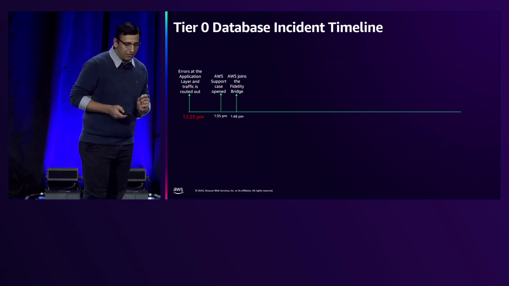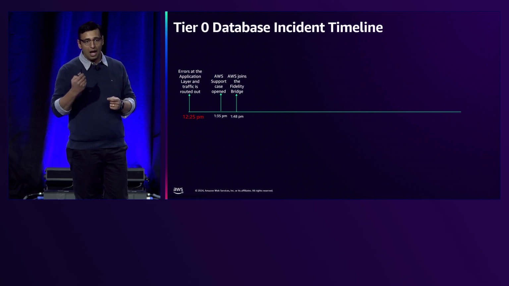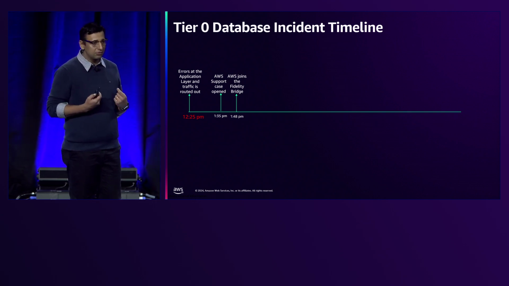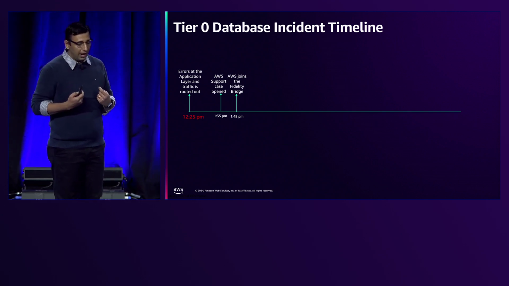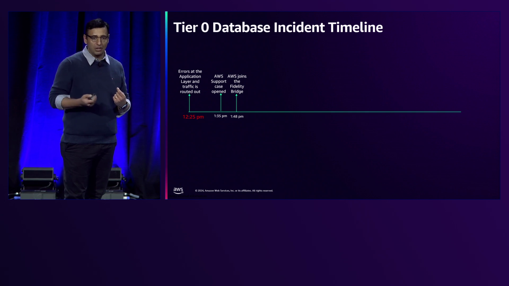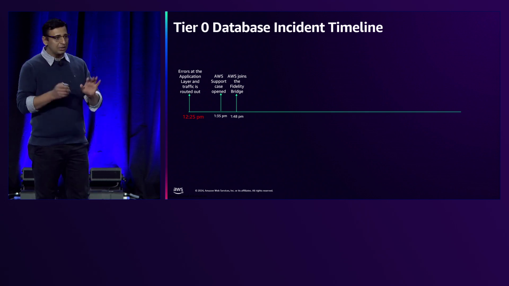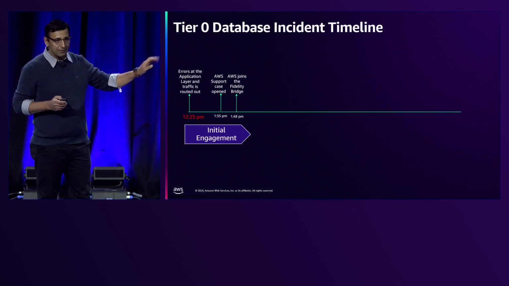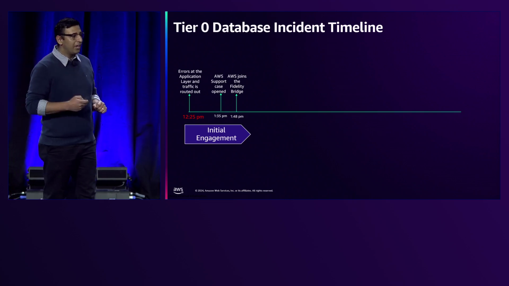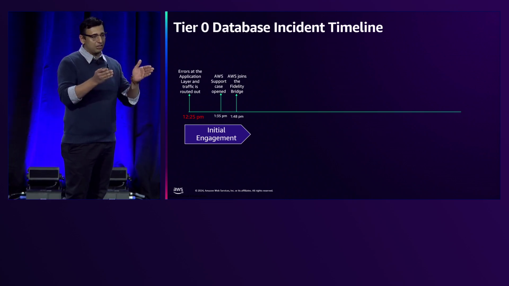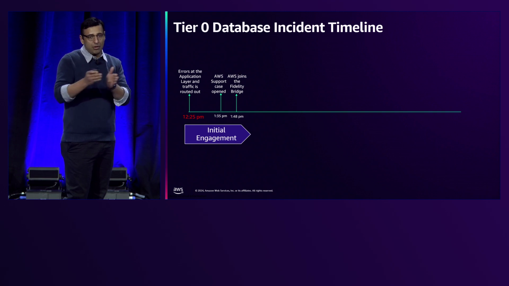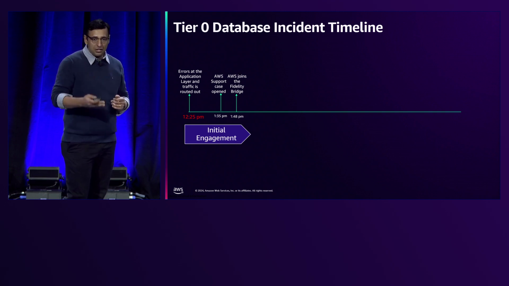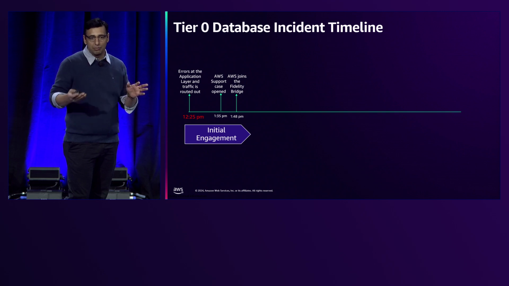So around 1:35 p.m., they open up a high severity critical case for AWS support. And we join the incident by 1:48 p.m. So for simplicity's sake, we're going to call this initial engagement. Now, when we get onto a bridge, the way our support works today is we have swim lanes, right? So the initial possible signal that they want to troubleshoot in this scenario was compute.